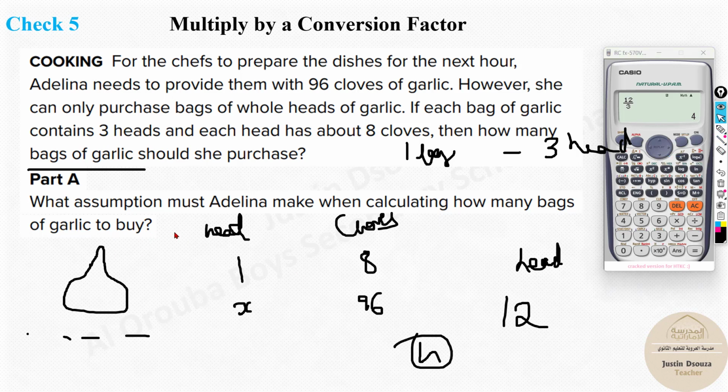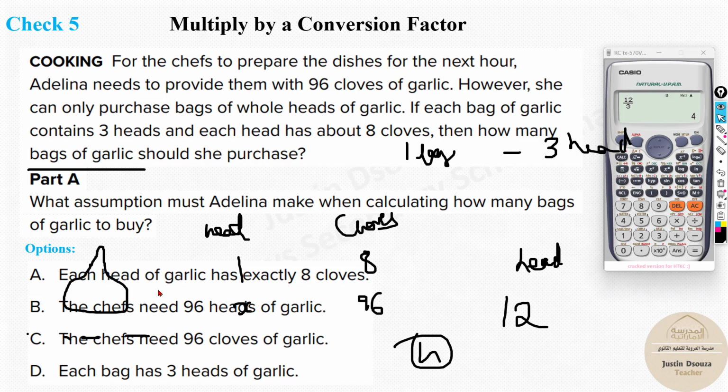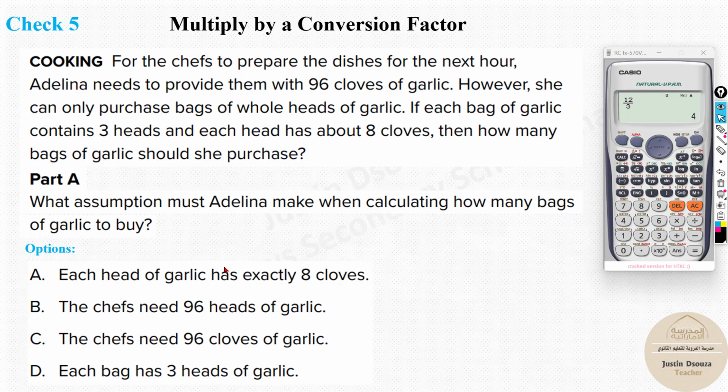But it's a little confusing. What assumptions must Adelina make while calculating the number of bags of garlic to buy? Here, let's see the options. She needs to buy garlic for the chef, yes, but what is the important thing she needs to know? She needs to know each head of garlic has exactly 8 cloves. I think so. Wait, each head of garlic has exactly 6 cloves.